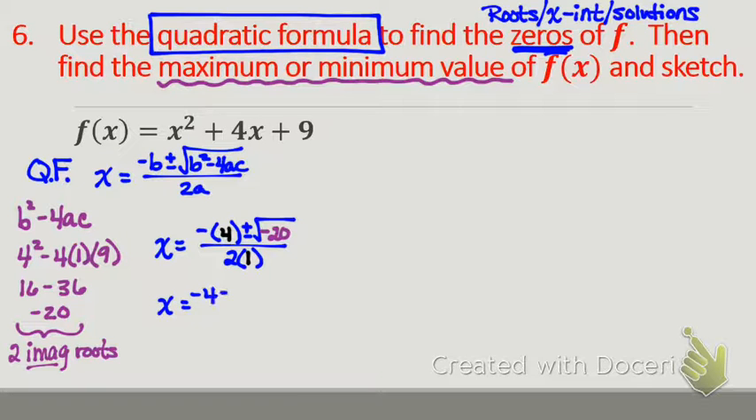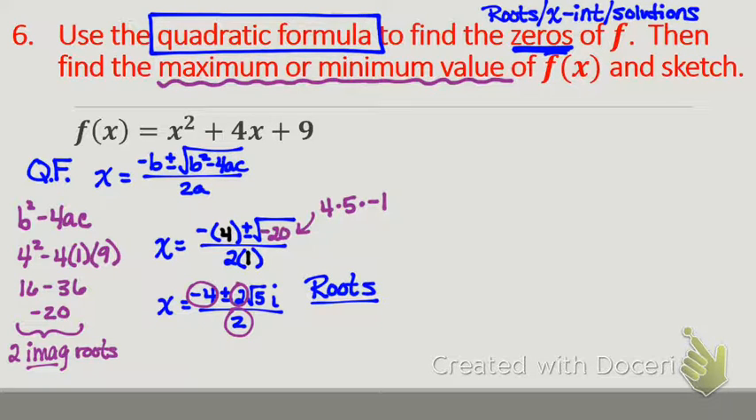Can we simplify that radical at all? What would it be? Yep. 2 square root of 5 i. Because this is 4 times 5 times negative 1. Can I simplify that at all? Yep. I can divide all three of these by what? By 2. So my roots, my zeros, are -2 plus or minus the square root of 5i.